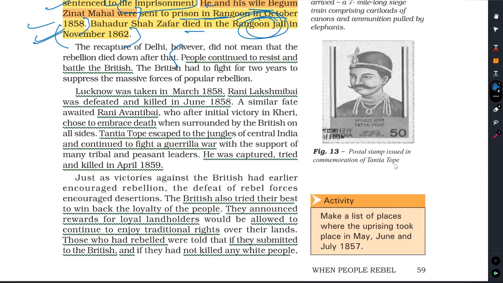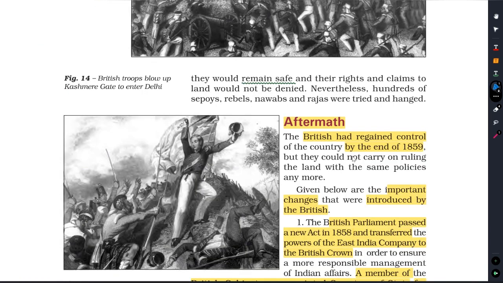But people continued to fight the British. Lucknow was taken in March 1858. Rani Lakshmi Bai was defeated and killed in June 1858. Tantia Tope escaped to the jungles and continued the fight using guerrilla war. He was captured later, tried and killed in April 1859. Now let us look at what happened after the war was suppressed by the British. See, they regained control by the end of 1859. They brought some important changes in Indian society.